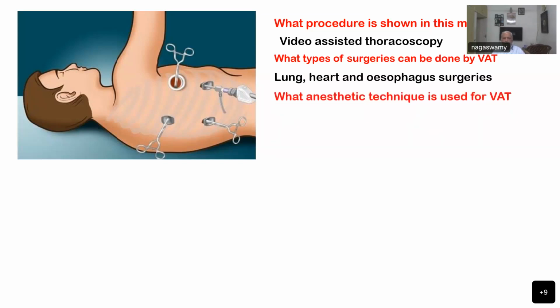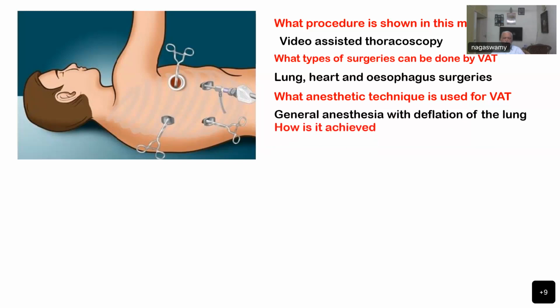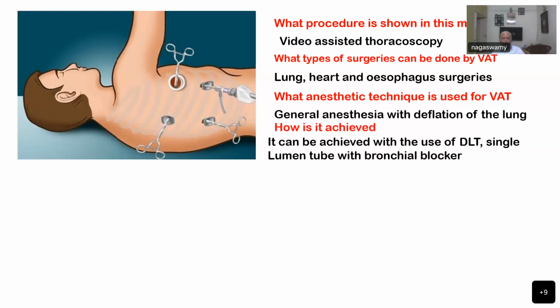What anesthetic technique is used if you are asked to give anesthesia? One lung ventilation, sir. What is the difference between open thoracotomy, one lung ventilation, and this ventilation? General anesthesia with the deflation of the lung, that is the question. So how is that deflation achieved? Of course, you answered that. That is by using a double lumen tube or a single lumen tube with a bronchial blocker. So that is basically one lung anesthesia.